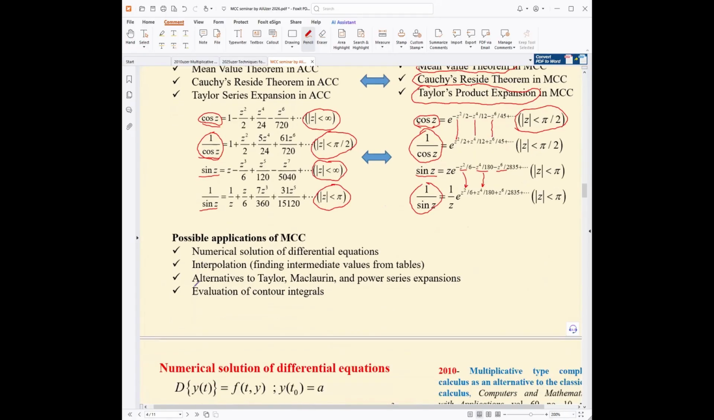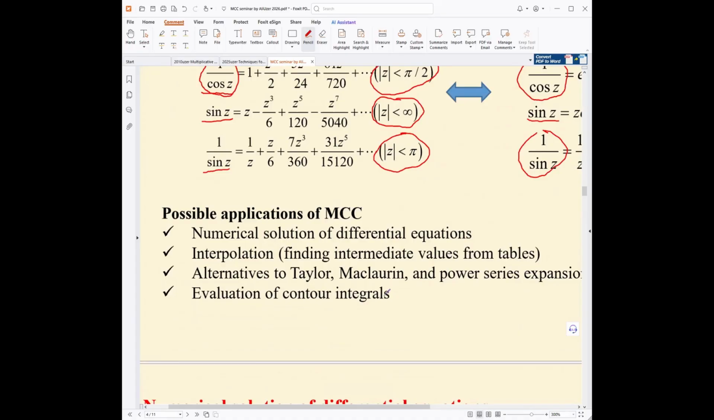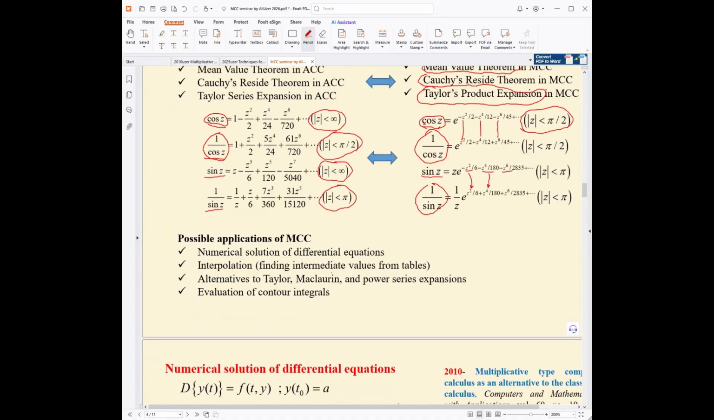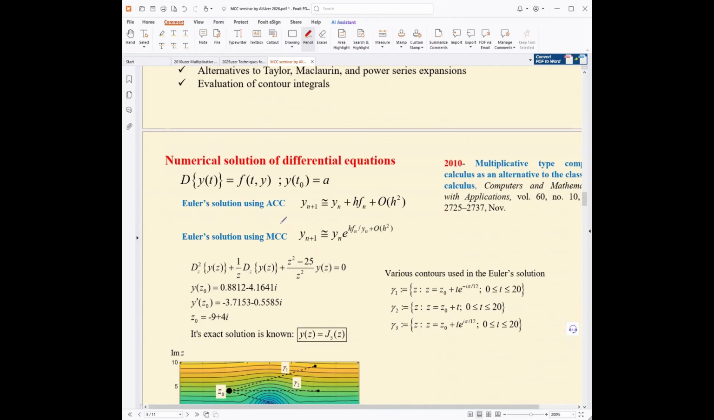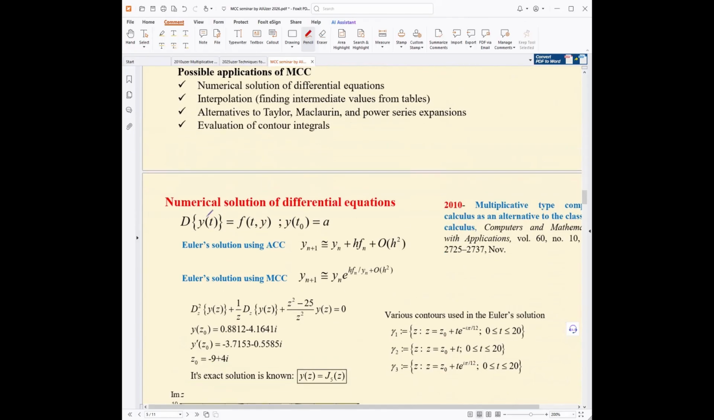Possible applications of the multiplicative calculus that may appear in the future may be numerical solutions of differential equations, interpolation equations for finding intermediate values from table values, alternatives to Taylor, Maclaurin, and power series expansion, and evaluation of contour integrals. Among them, numerical solution of differential equations may be possible.